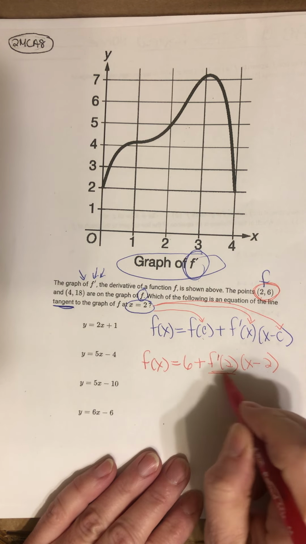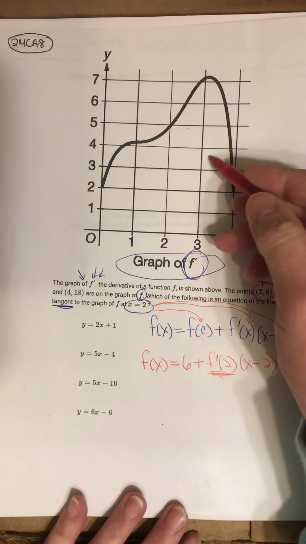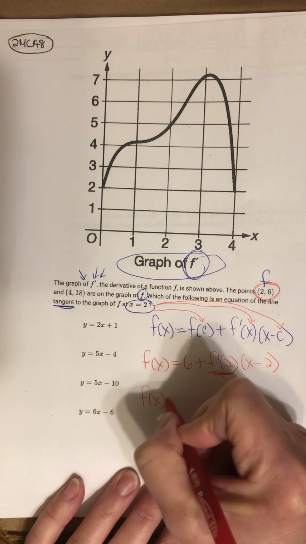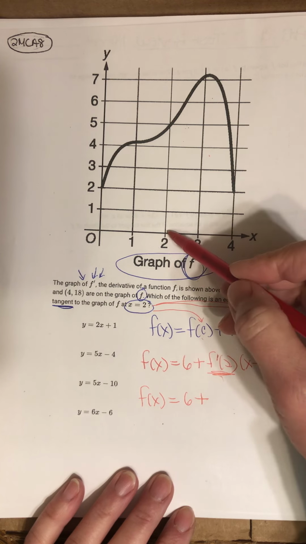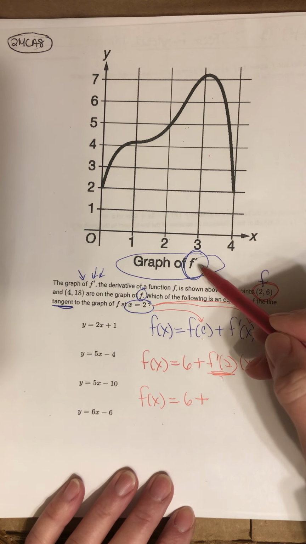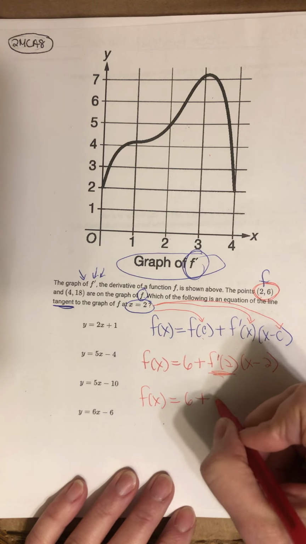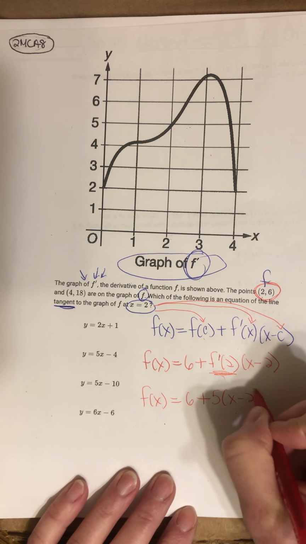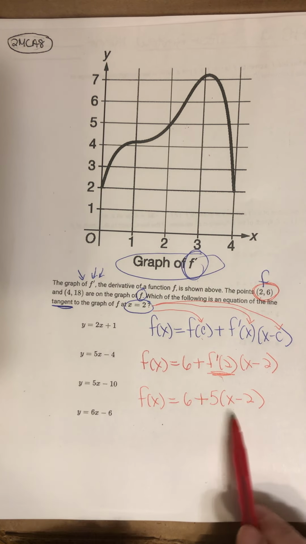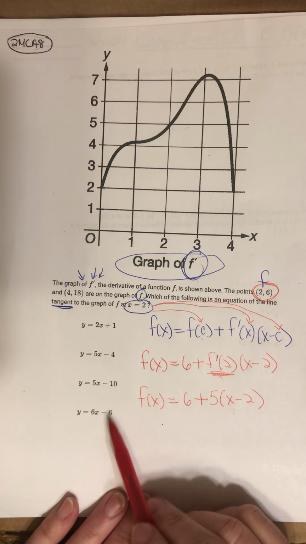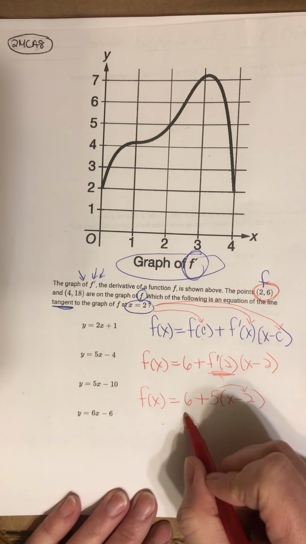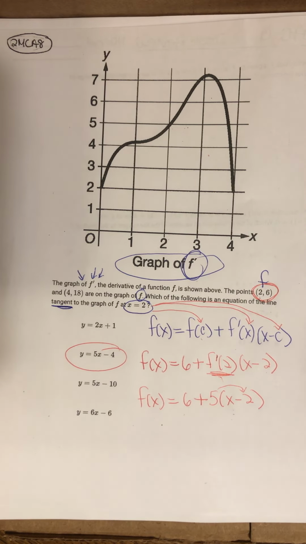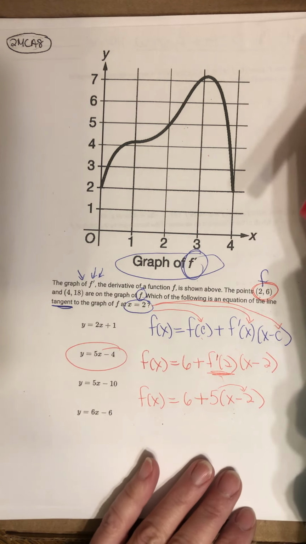Now you can see why they gave you the derivative graph of f. Here's 6 plus the derivative of f at 2. I look at this graph, because that is what it is a graph of, and it is 5, times x minus 2. So the slope is 5, which narrows it to the second or third answer. When I distribute, I get negative 10 plus 6, so the answer must be y equals 5x minus 4. Next, we're going to do the next problem, 2MCA9.